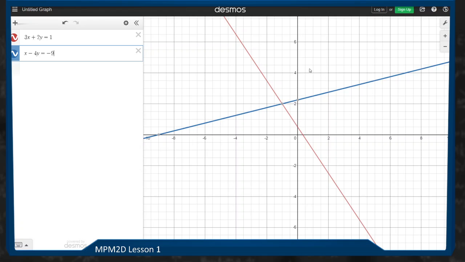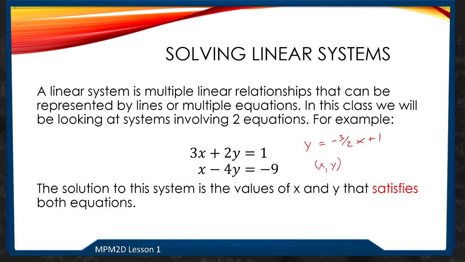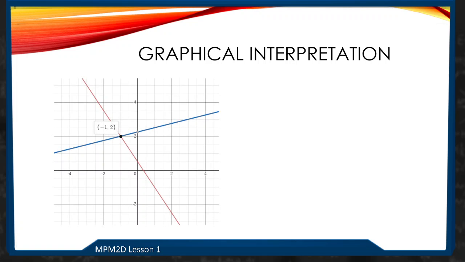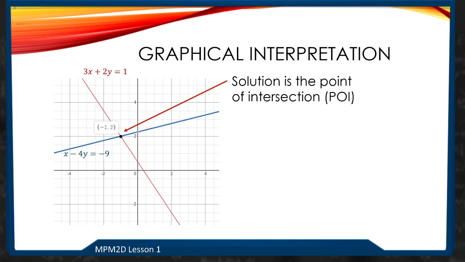And when we say solve this linear system, it basically means determine that number. So the answer here is going to be negative 1, 2. So from our graphical point of view, this number, negative 1, 2, is our solution to the intersection of these two lines. It is the solution to the linear system. The solution is the point of intersection. I might shorten it down to POI.